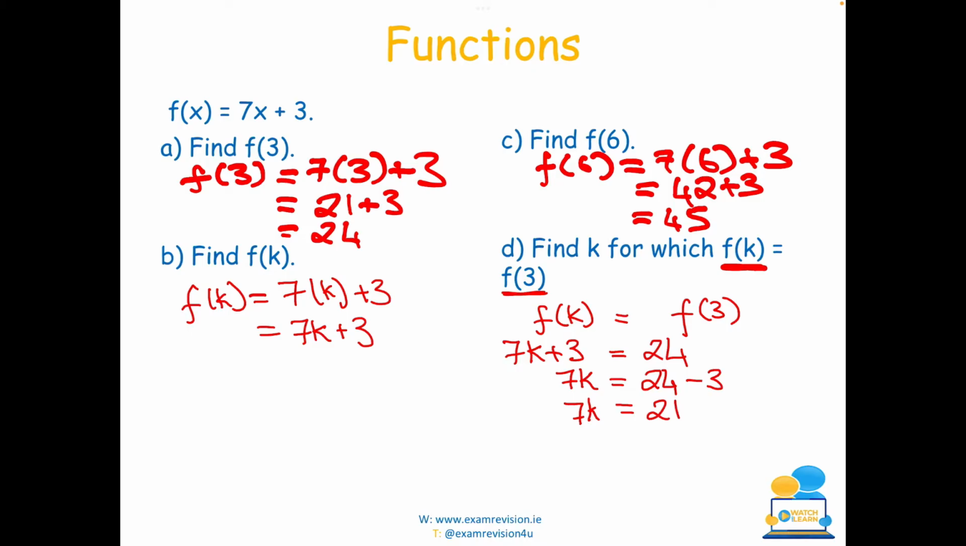You think, how do I get k by itself? Well, we've 7 multiplied by k is equal to 21. So we're doing the inverse operation. So you're going to divide both sides by 7. 7 divided by 7 is 1. So k is going to give you 3.